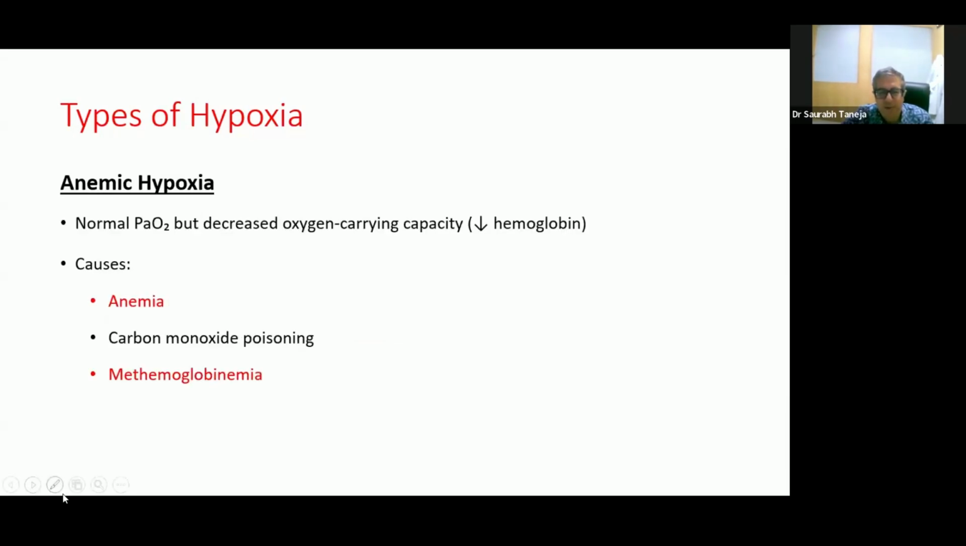Then we talk about anemic hypoxia. We realize that hemoglobin and saturation are two important parameters. If hemoglobin is low, then in spite of a normal PaO2 in the arterial blood, the overall oxygen carrying capacity is decreased. This happens especially in anemia or methemoglobinemia, when the hemoglobin is not normal and cannot carry 4 molecules of oxygen.